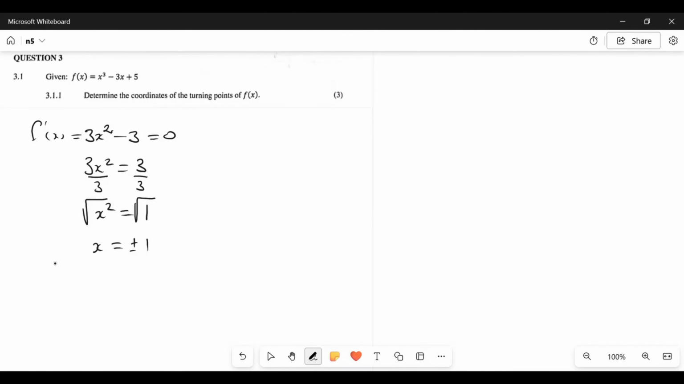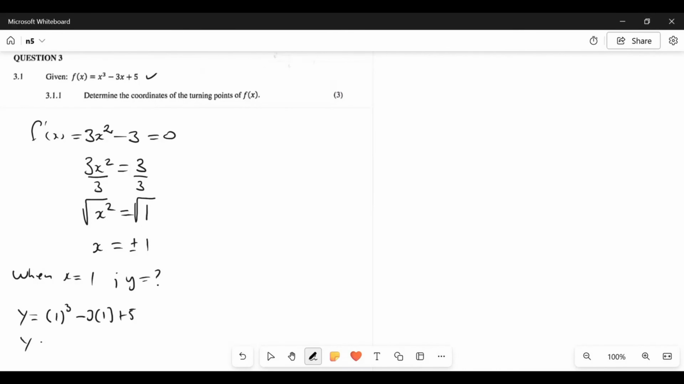So we need to find the y coordinate of the turning point. So you can say when x is equal to positive 1, what is your y? It's very, very simple, guys. All you have to do is substitute this x value, which is equal to 1, into the original equation there. So y is equal to, as you can see in our original equation, we have x to the power of 3. Instead of writing x, we're going to write 1 to the power of 3 minus 3 multiplied by 1 plus 5. So you put this on a calculator and then you'll get your answer.